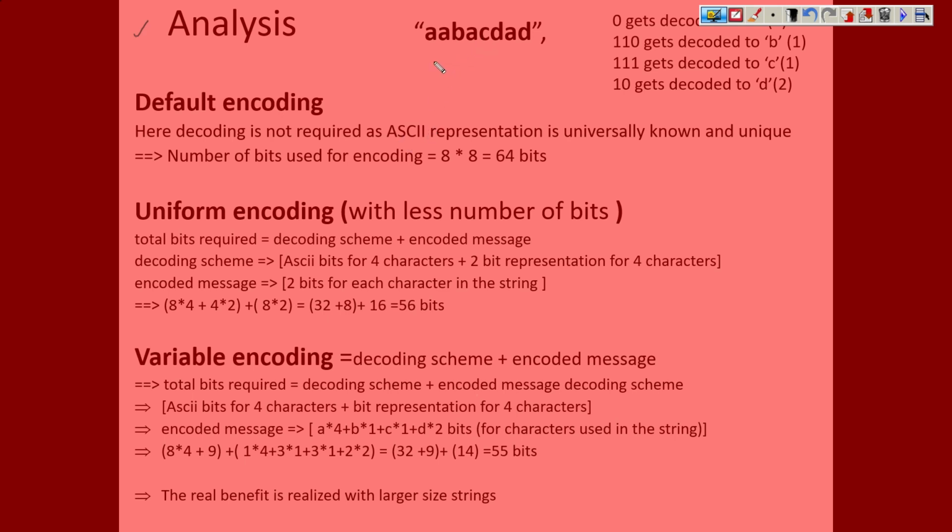So if we want to represent this particular string, which comprises of 1, 2, 3, 4, 5, 6, 7, 8, so 8 characters are there, and for every character we are using 8 bits. So that means in order to represent this particular string requires 64 bits, because every character is represented by 8 bits. Now, this is a default encoding method.